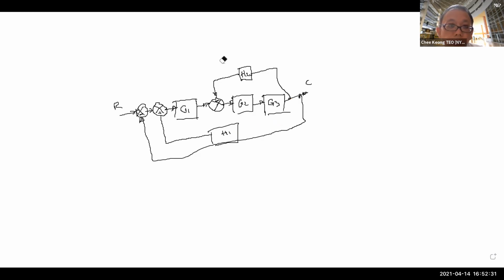Because originally it came down from here. Now it passes through G3, which means you have additional gain of G3. So coming back, you must divide by G3, that is, multiply by 1 over G3. Right? So if you put it here, it makes sense, right?